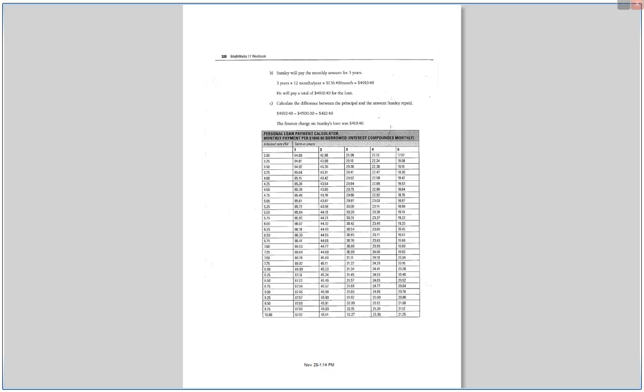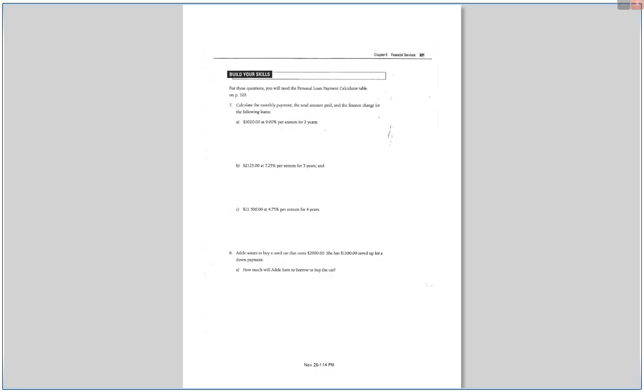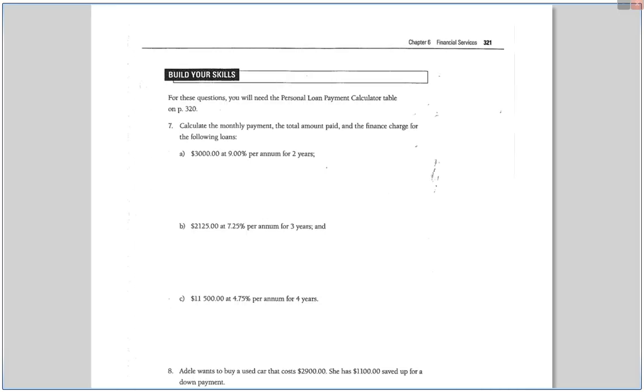This next stuff, though, is on your exam. You need to know how to use this chart. So that's what question 7 will be. It says calculate the monthly payment and the total amount paid for the following loans. I'm not sure what this finance charge is. That's probably the interest.